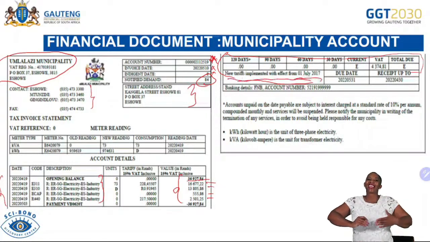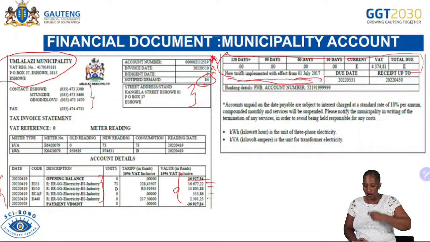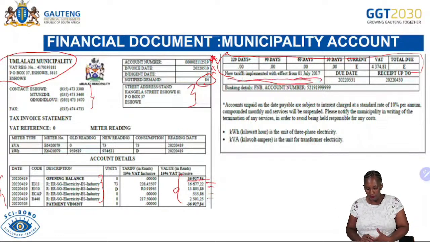So anything that happens in your account, they show you exactly in detail: now you qualify for this, or this is how much you have used, this is what you're supposed to pay us, and because of the increment in terms of the tariffs, that means you are going to pay a certain amount for the electricity or water that you have used.